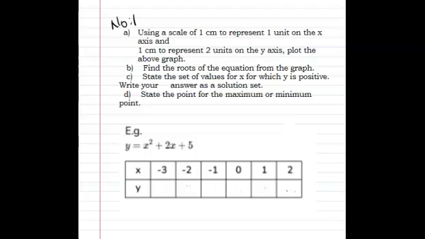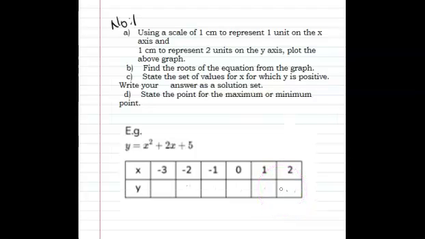So this is my number 1. It says here, using a scale of 1 centimeter to represent 1 unit on the x-axis and 1 centimeter to represent 2 units on the y-axis, plot the above graph. Well, it really meant to say below, but yeah, excuse my typo. So it means I want us to plot this graph down here, which is a quadratic, x squared plus 2x plus 5. So we need to fill in these values here in this table.